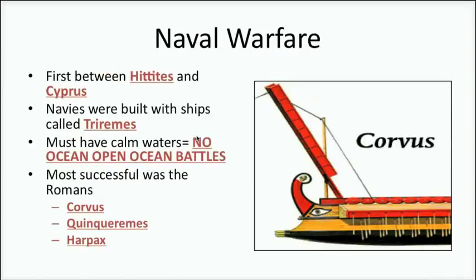Now, in ancient warfare, you had naval warfare. The first naval warfare was between the Hittites and people of Cyprus way back in ancient times. But one of the most important advances in naval warfare was the trireme. The trireme was something the Greeks built. You can kind of see it here. It had a battering ram on the front. It had a whole pile of rowers, three different tiered levels of rowers, so they could row very, very quickly and plow into the enemy ship, and this battering ram could cause a lot of damage.